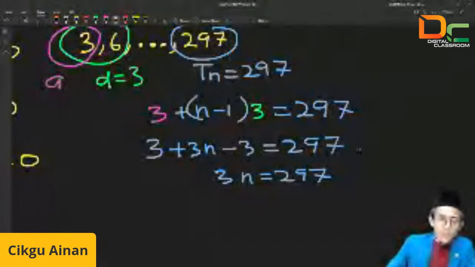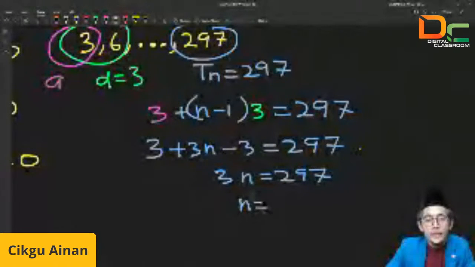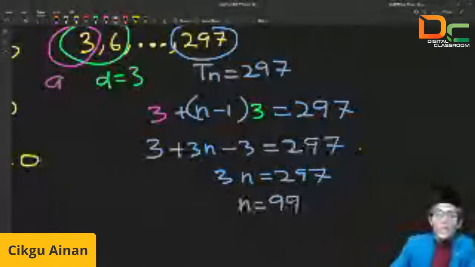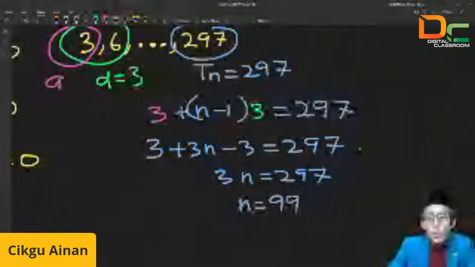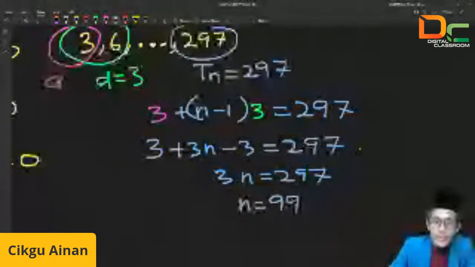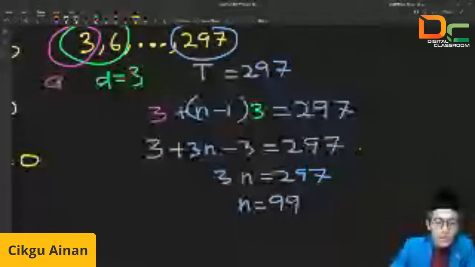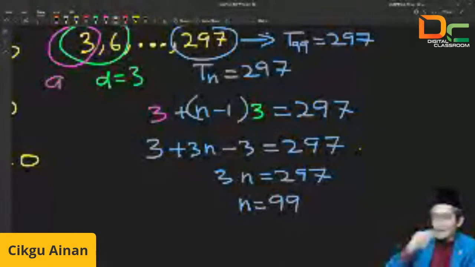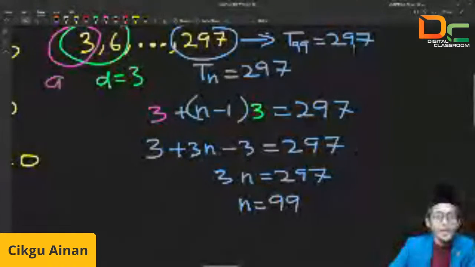So 297 divided by 3. Betul tak? Betul. N is 99. So what does it mean? Tulis balik kat sini. This one is the 99th term. Okay. So it's 99 terms.